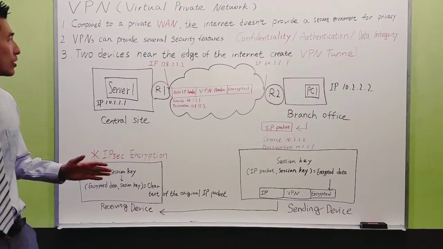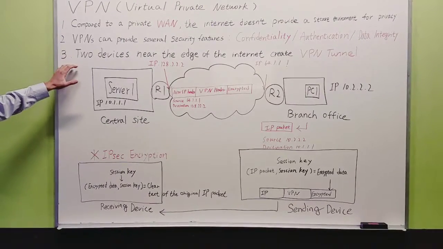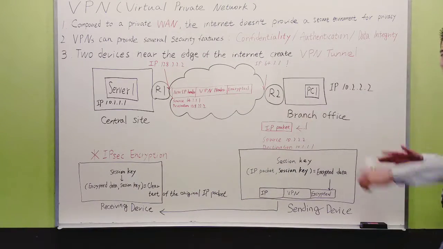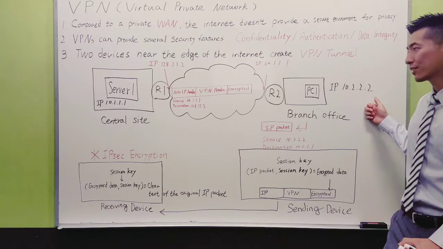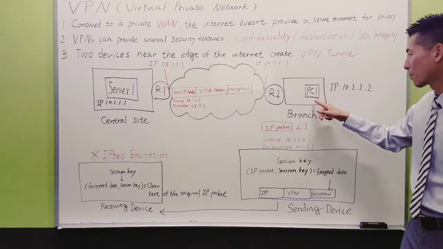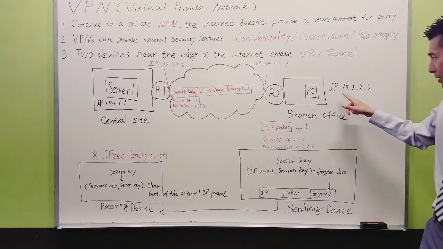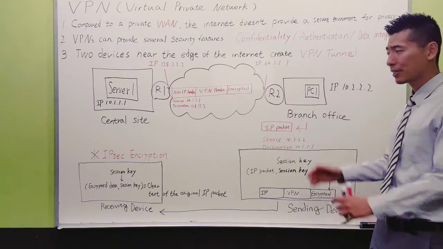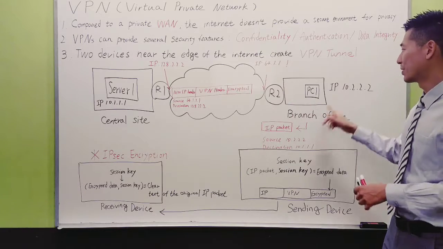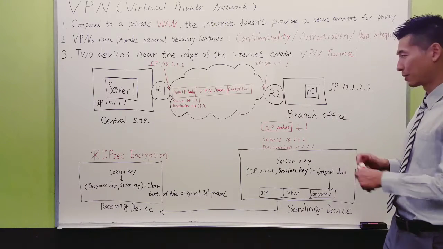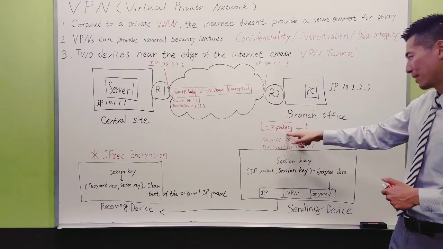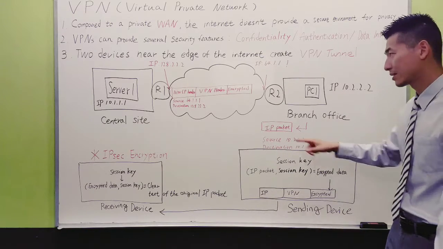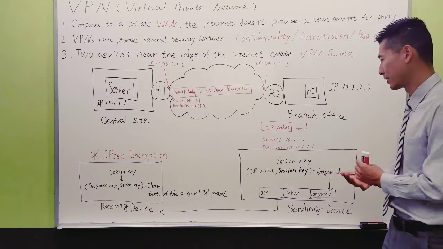Now, a typical way to implement VPN is to put it on the two devices near the edge of the internet and create a tunnel. So right here we have the sender and the receiver. PC1 has the IP address of 10.2.2.2. Server 1 has the IP address of 10.1.1.1. Now, PC1 wants to send a packet to server 1. So here's the IP packet. Source is PC1's IP. Destination is server 1's IP.